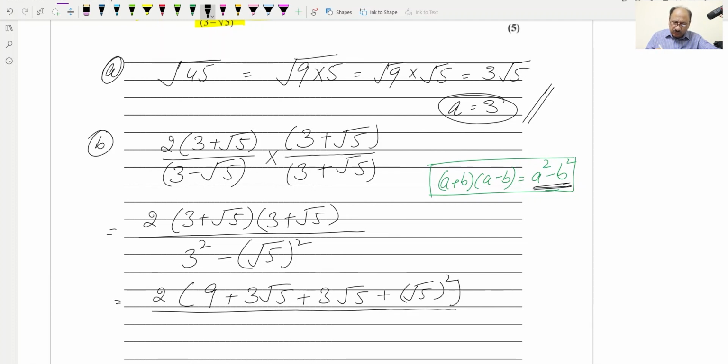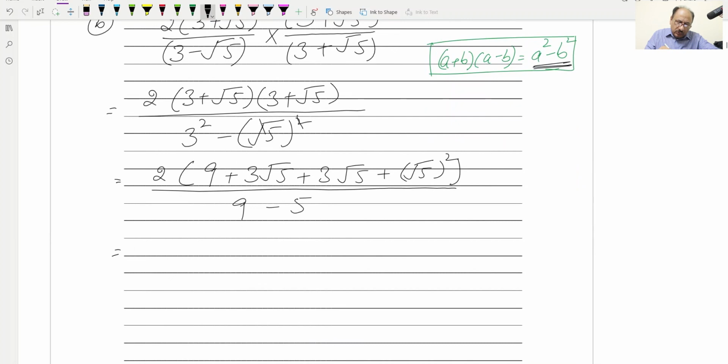For the denominator we apply the formula, so we open the square. 3 squared is 9 minus root 5 squared, which will be 5, because the root and square cancel. The 2 stays as it is. In the numerator, 9 plus 5 will be 14, and plus 3 root 5 plus 3 root 5 will be 6 root 5. The denominator will be 9 minus 5, which is 4, so we write 4 here, and further we can cancel 2 with this one and get 2 over here.